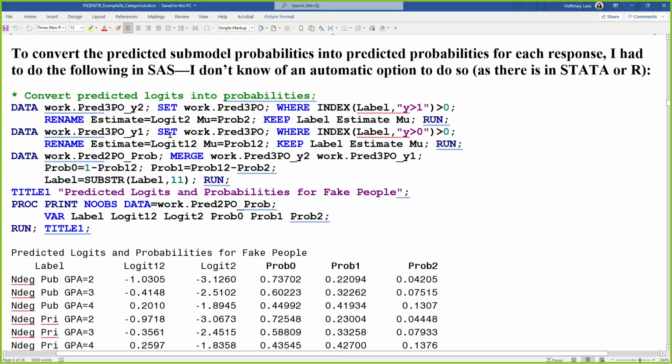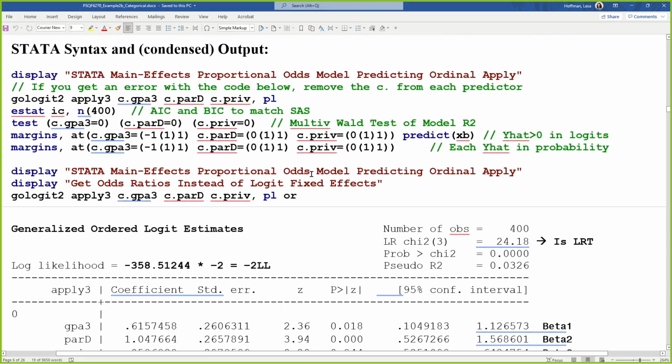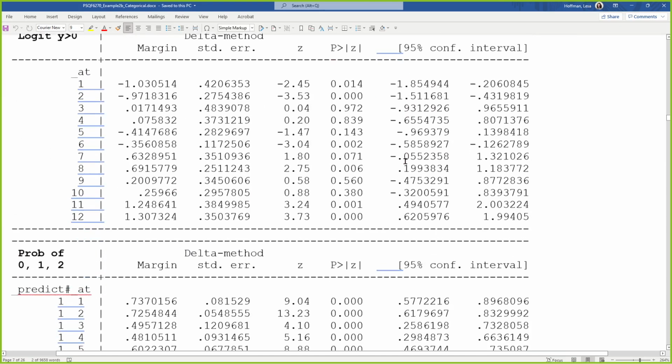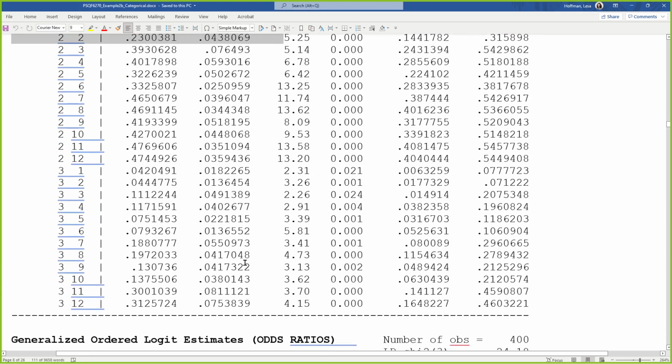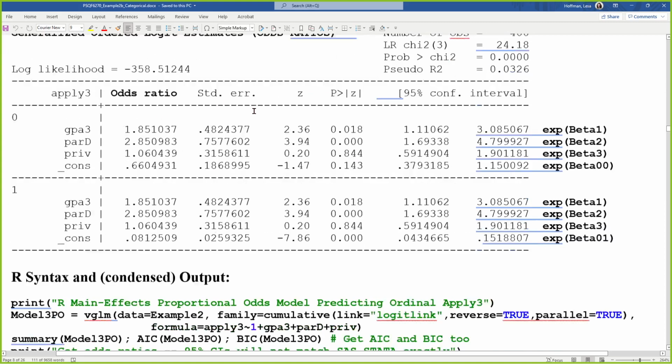And this is me doing the work in SAS to create predicted probabilities for each that are automatically given by margins in Stata. So predict XB gives you the predictions in logits. If you leave that off in Stata, it gives you the predictions in probabilities of each of the categories. So here are the results of those margins that do it directly for me. Here are the odds ratios that I got by rerunning the same code and adding the comma OR option.